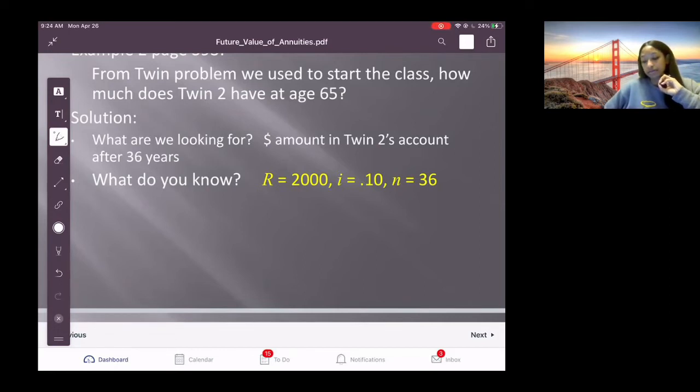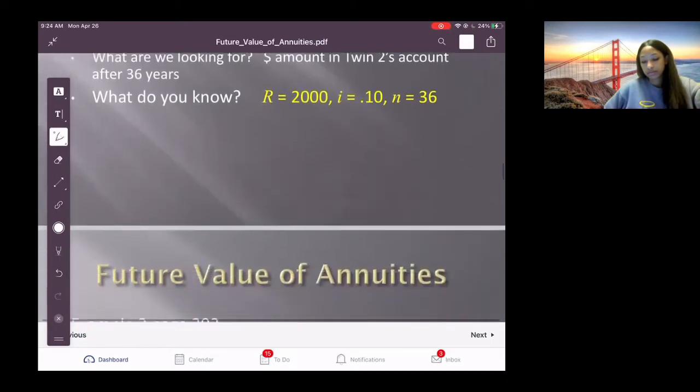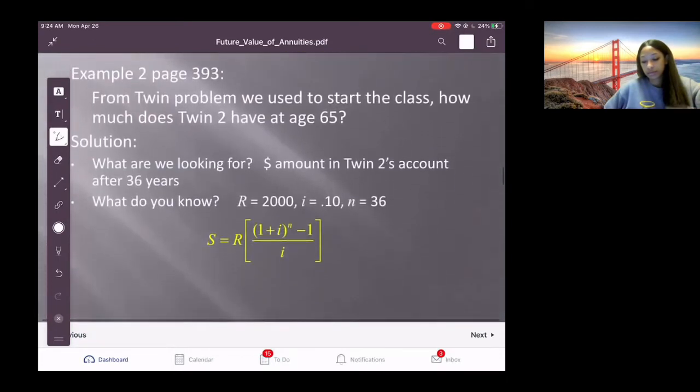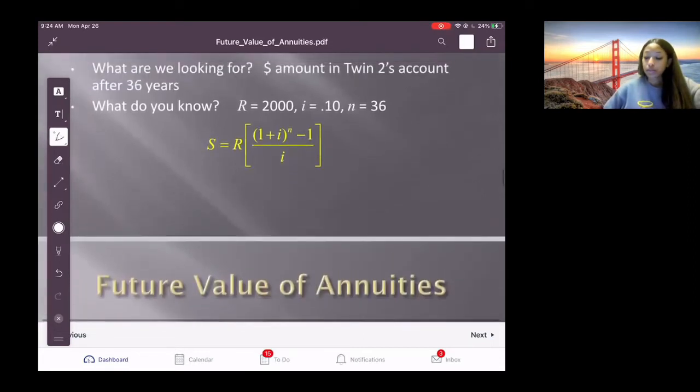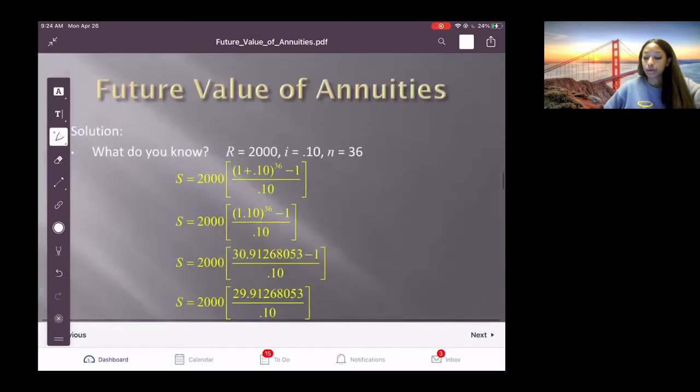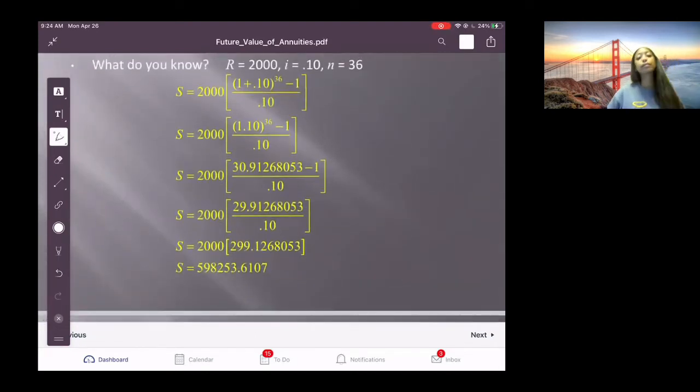All right. So using our future value of an annuity formula, and again, this is an annuity because he's making multiple $2,000 payments every year, equal payment amounts at equal time intervals. So S equals R times 1 plus I to the n minus 1 divided by I. We simplify this. That's 2,000 times 1 plus 0.10 to the 36th power minus 1, or 2,000 times 1.10 to the 36th power minus 1.